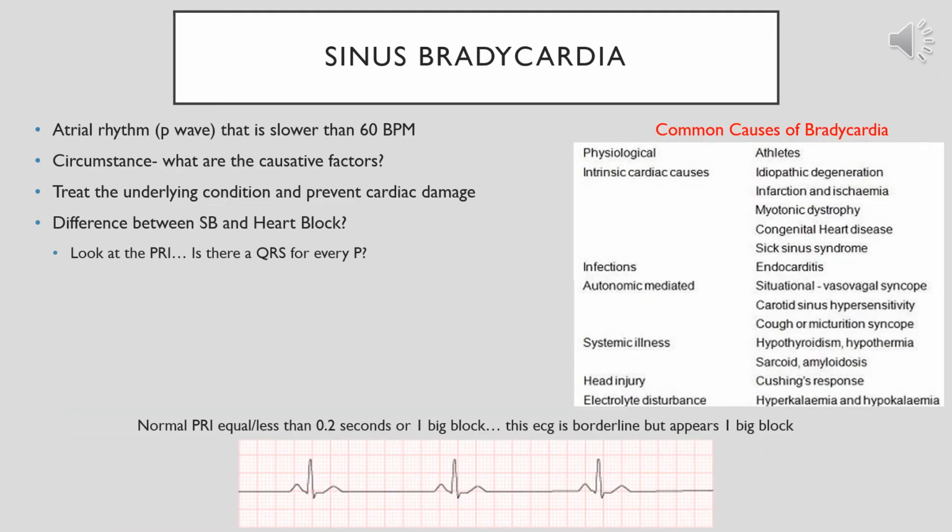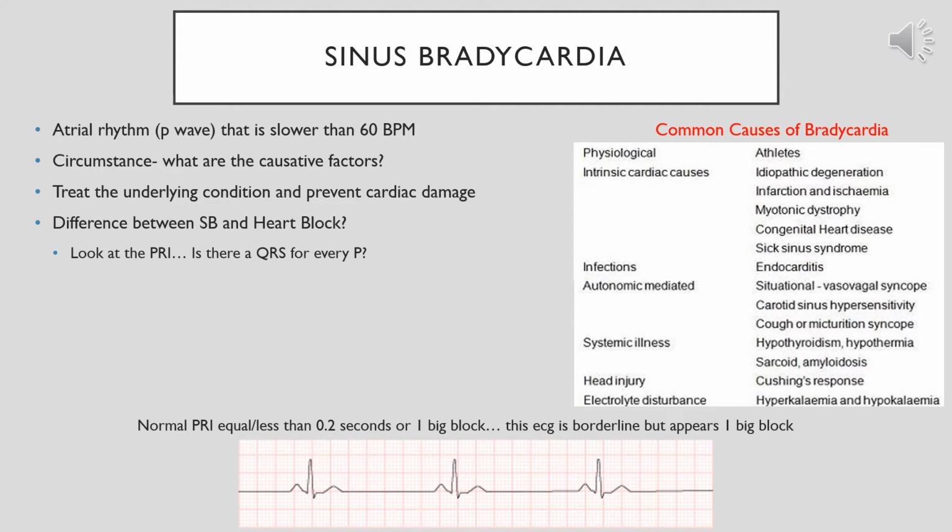Moving on to the opposite end of the spectrum, sinus bradycardia. This is a very slow heart rate. The atrium are throwing out a really slow impulse throughout the heart. By definition, sinus bradycardia is atrial rhythm with P waves that's slower than 60 beats per minute. We want to think about circumstances and causative factors, making sure there's no head injuries or other kind of conditions that could be causing bradycardia.